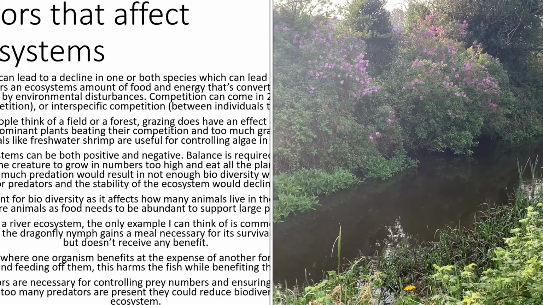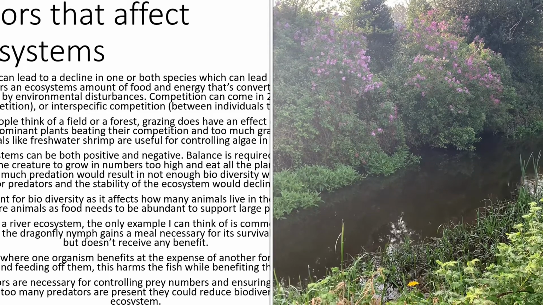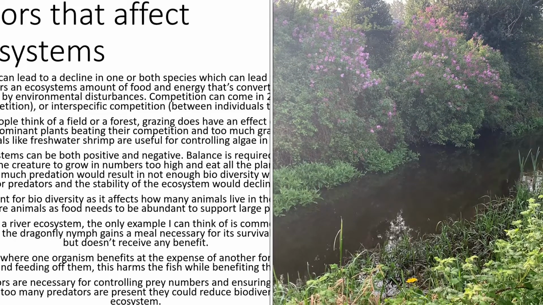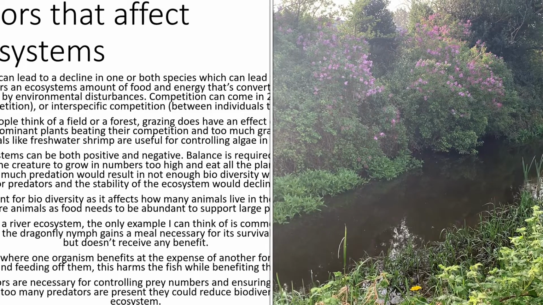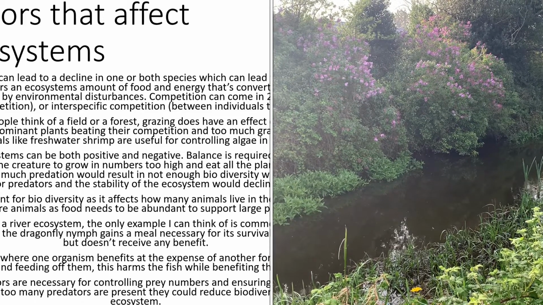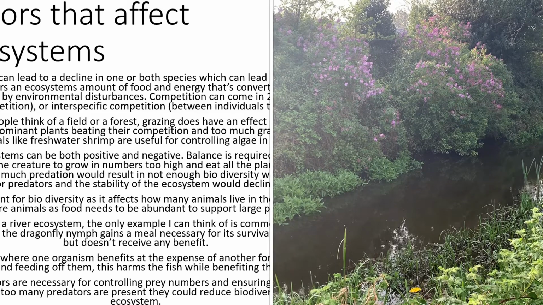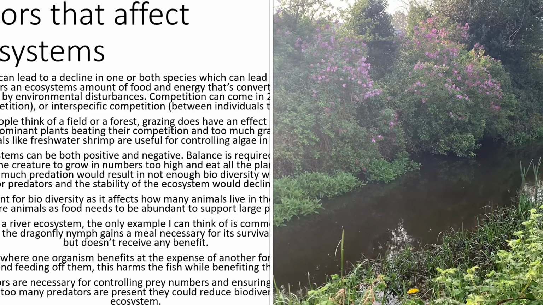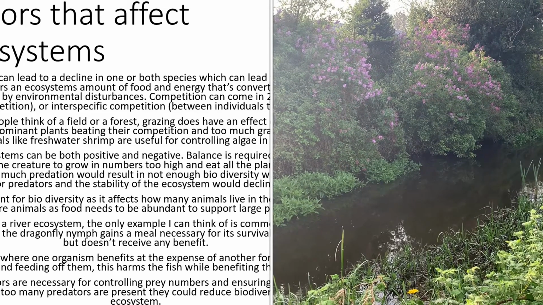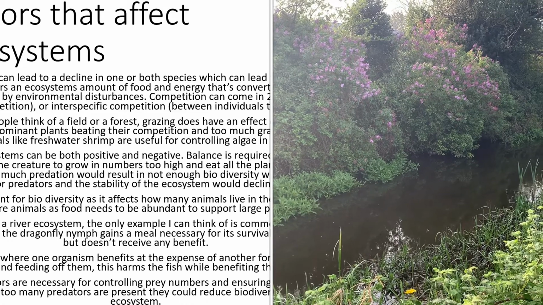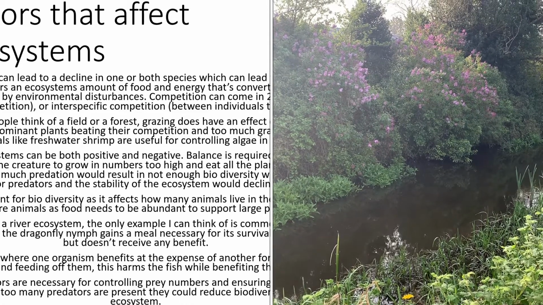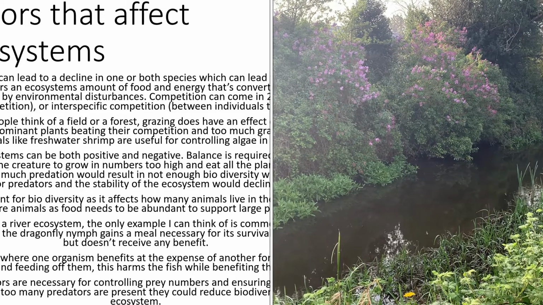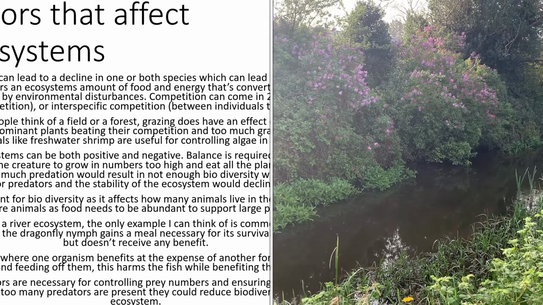Predation's effect on ecosystems can be both positive and negative. Balance is required in all ecosystems. To put it simply, you wouldn't want one creature growing too high in numbers and eating all the plants, so predation is necessary for controlling numbers. Too much predation would result in not enough biodiversity, which would result in less food for predators, and the stability of the ecosystem would decline.